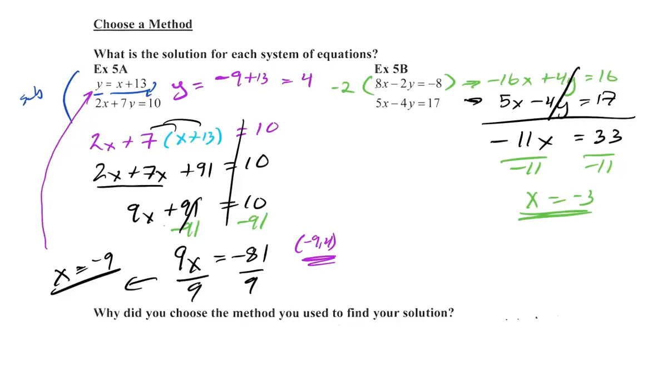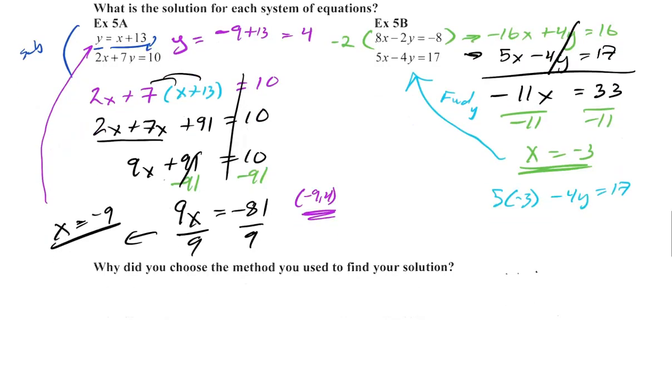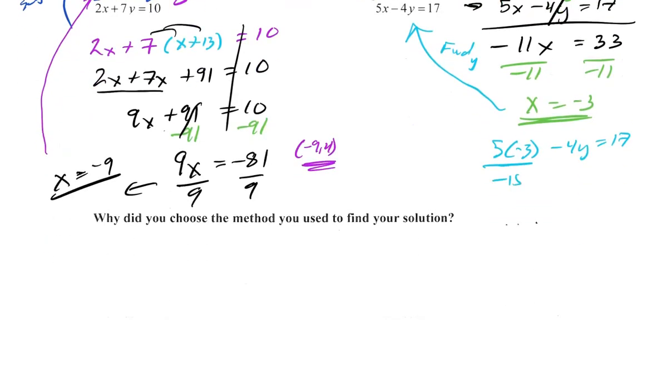All right, not done yet. Got to find my y. So plugging into any one to find y. Does not matter which one you use. Let's use that one just because. Minus 4y equals 17. This is negative 15 minus 4y equals 17. Add 15 to both sides. Negative 4y equals 32, divided by negative 4. And y equals negative 8. So we get negative 3 and negative 8.